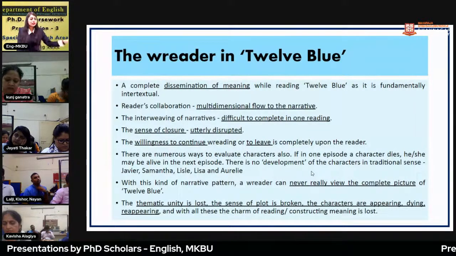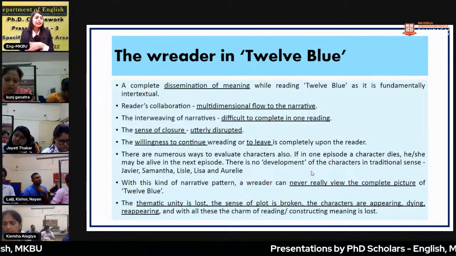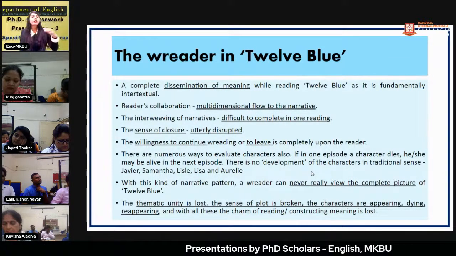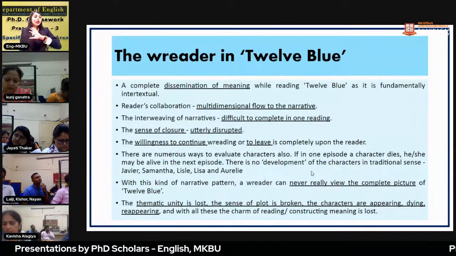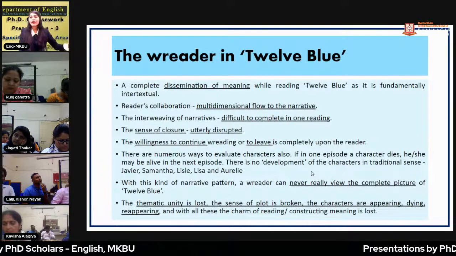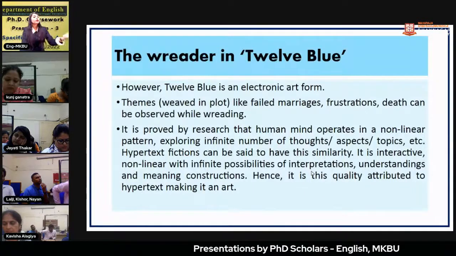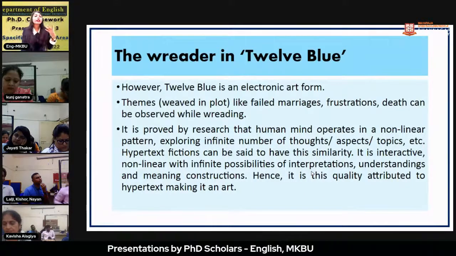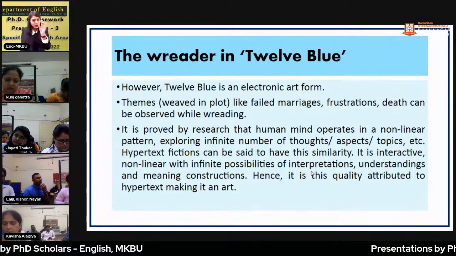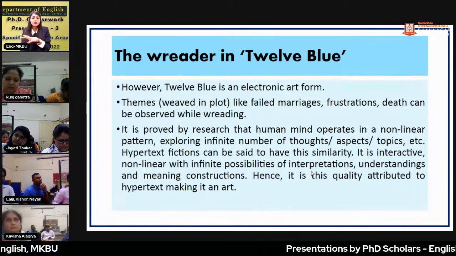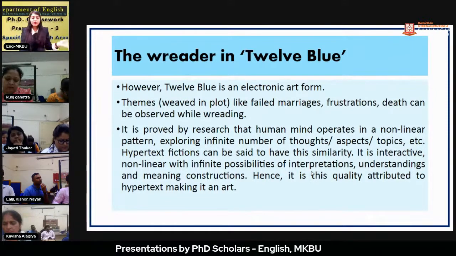So the thematic unity is lost. There is no sense of plot. All the characters are appearing, dying, reappearing. So everything which a traditional text is giving us, this hypertext is denying, all the aspects, all the characteristics of a traditional novel. So why read? Because it is an electronic art form. So themes are also viewed in plot. After reading some amount of chunks of text, you will find that there are themes of failed marriage, lust, death, frustrations.